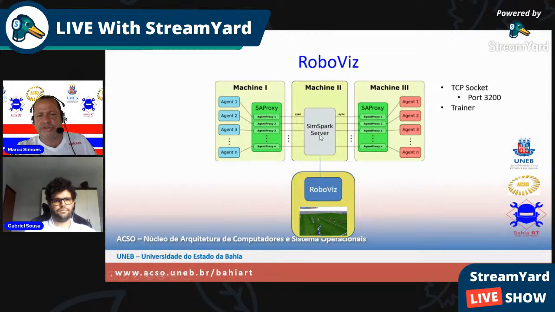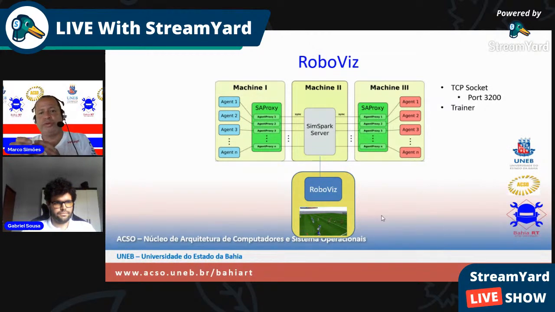The RoboViz connects to the server using a TCP socket at port 3200. We can also use a trainer to connect to the server on this port. What is a trainer? A trainer is a program that you can use to send commands to the RoboViz or to the server, like changing the play mode, starting or stopping a match, and other such commands. You can beam players using the trainer, even in other play modes where the agent cannot beam itself.